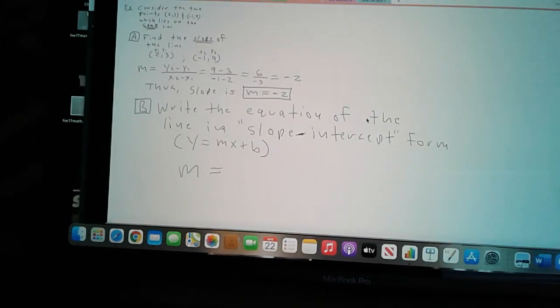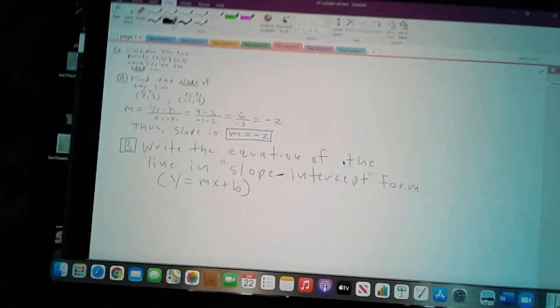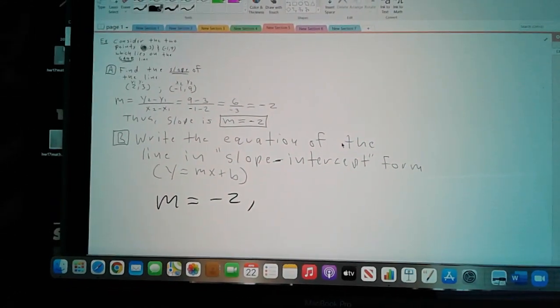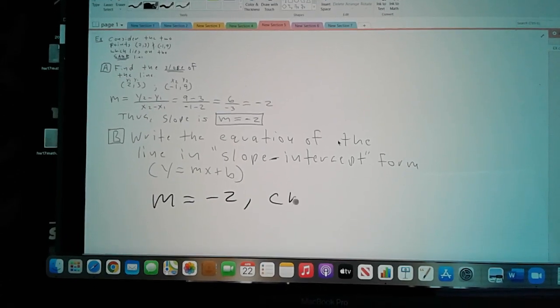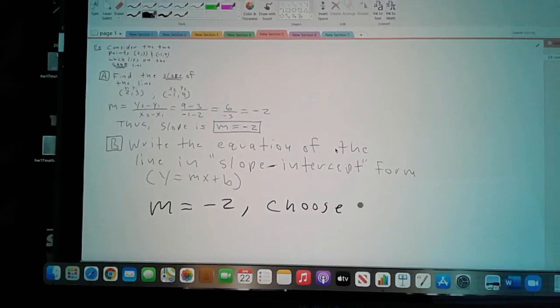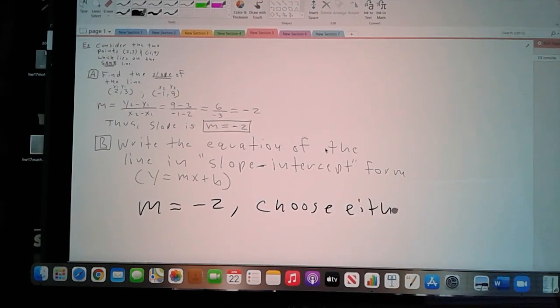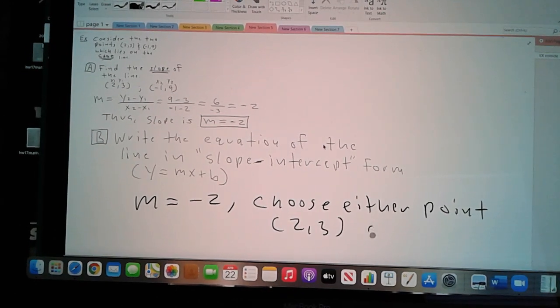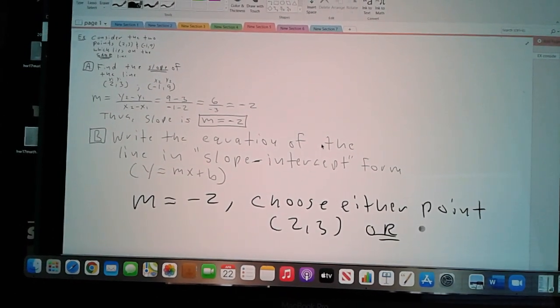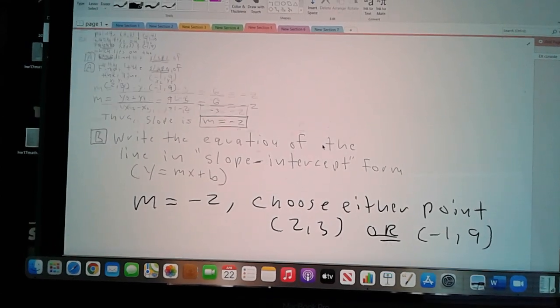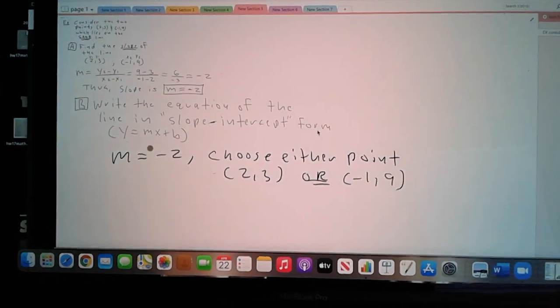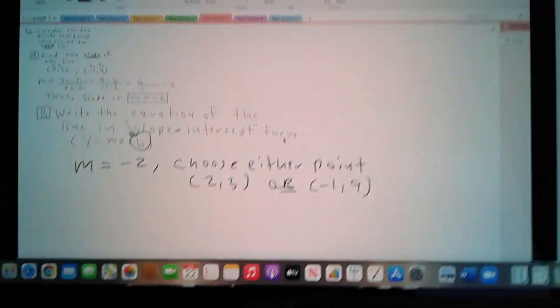So what do I know? I know my slope already. We found that from part A, it's negative 2. Now, we have 2 points that lie on the same line, so I can choose either point. The first point, 2, 3, or I could choose negative 1 comma 9. It doesn't matter. I'm still going to get the same answer either way. We have the slope. We need to figure out the y-intercept. We don't know what that is.